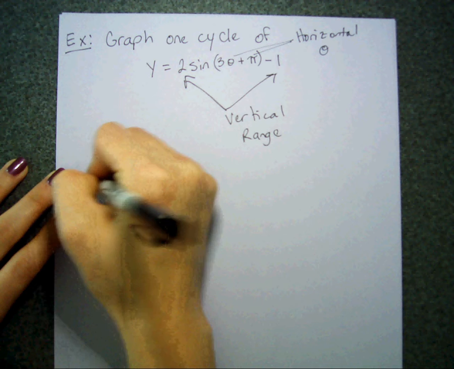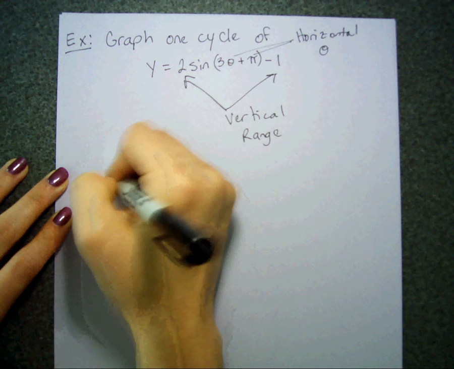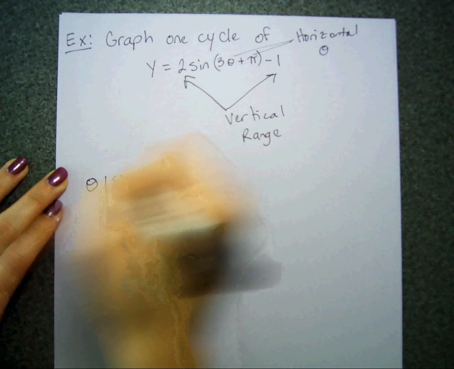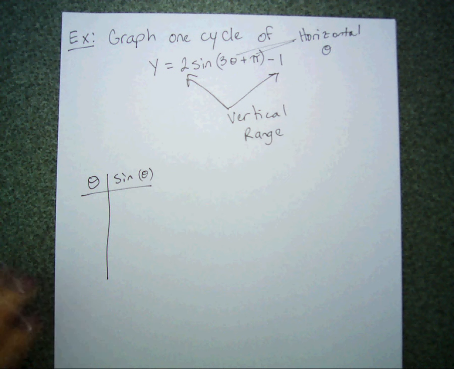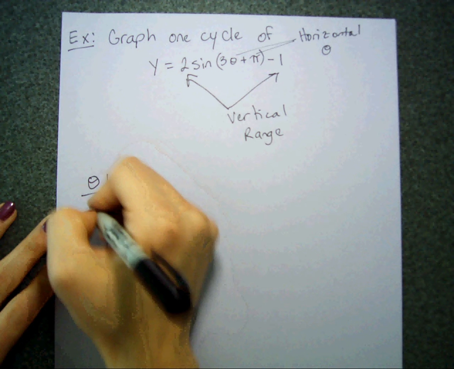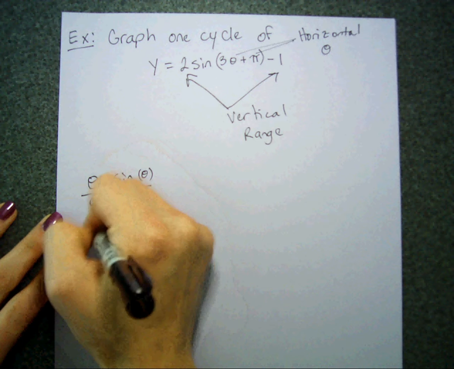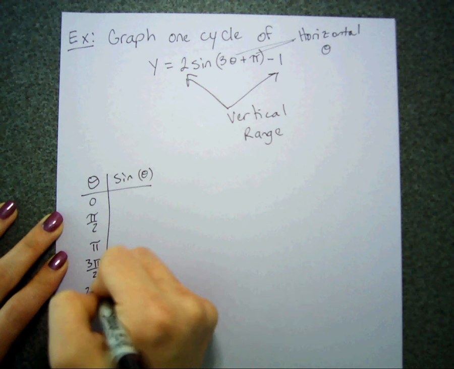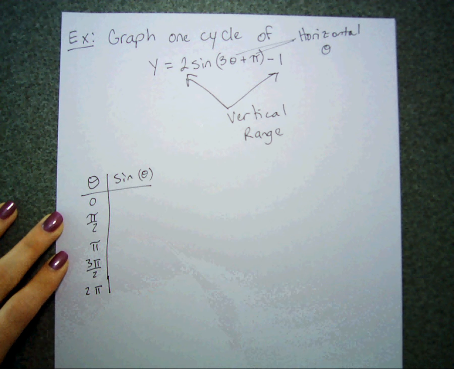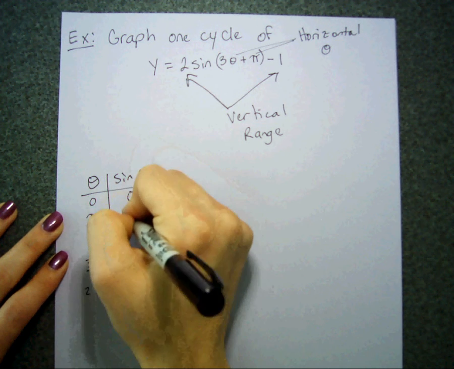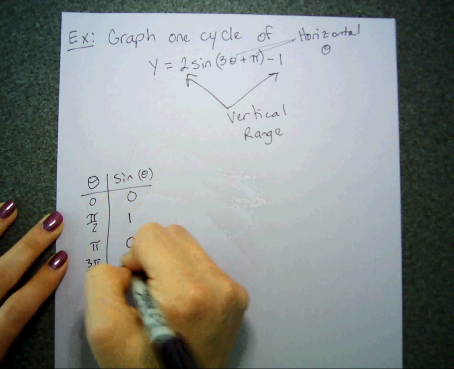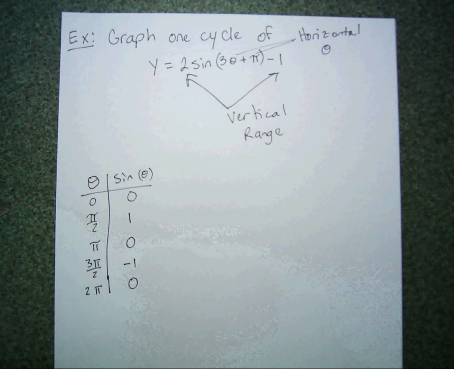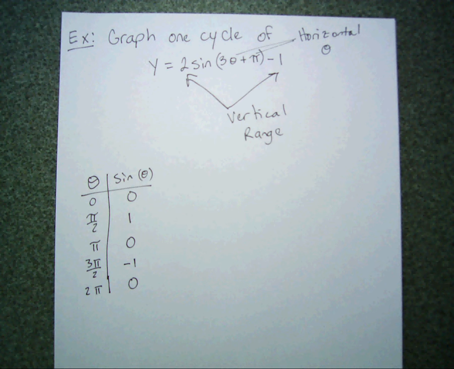I'm going to write out what the original values were just so we have something to go off of. So the original parent function of sine, theta is 0, pi over 2, pi, 3 pi over 2, and 2 pi. And my y values are 0, 1, 0, -1, and 0. And so my transformations are going to be based off of that.